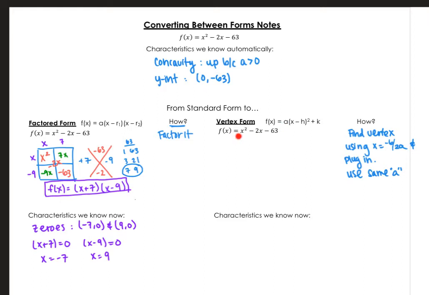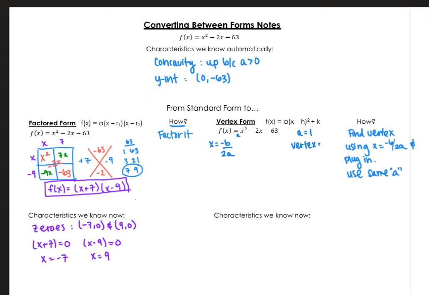So since a equals 1 here, that means a is going to be 1 here. Okay, so let's go ahead and write that down. A equals 1. So we know that we're going to plug that in. And then now we need to find the vertex. Okay, so to find the vertex, we're going to use our formula. X equals negative b over 2a.